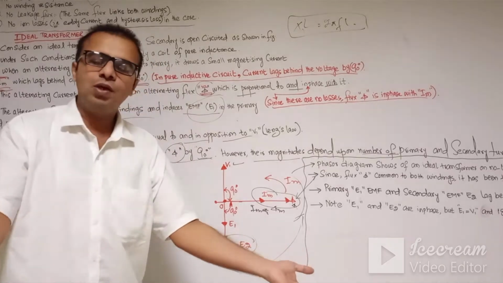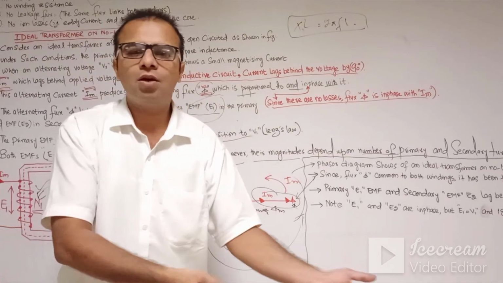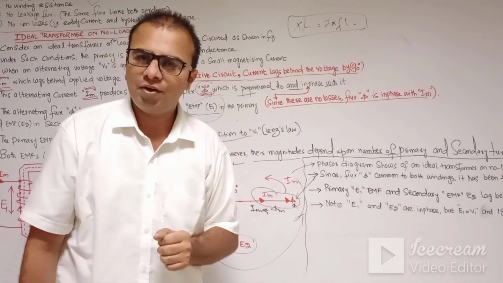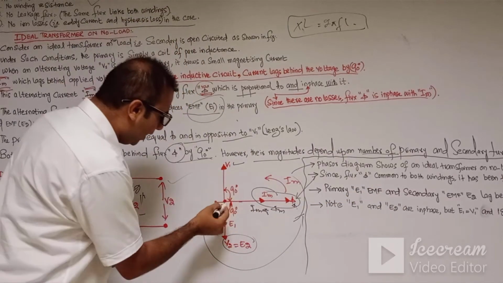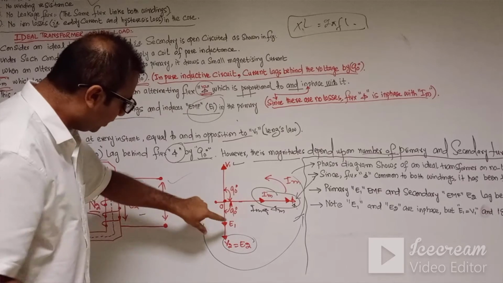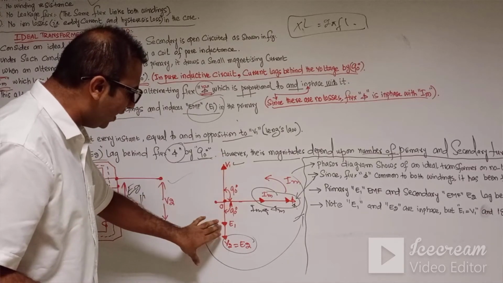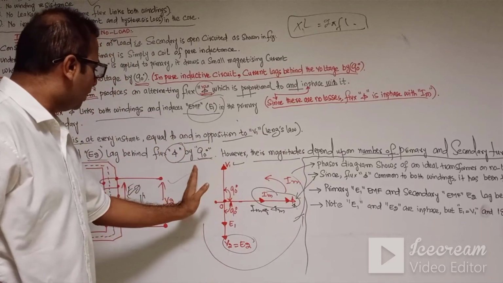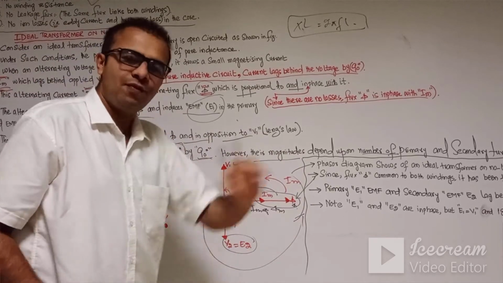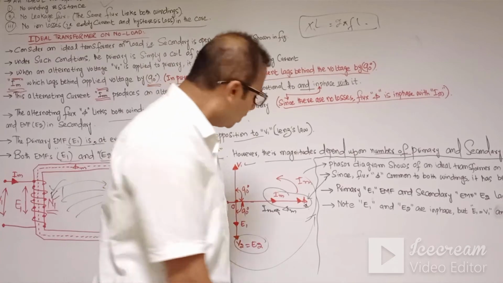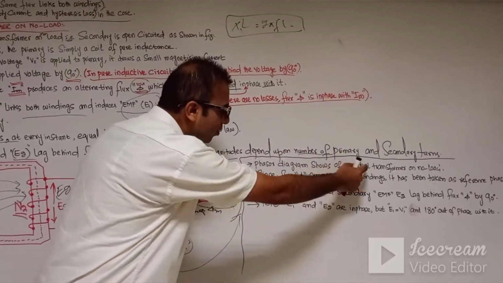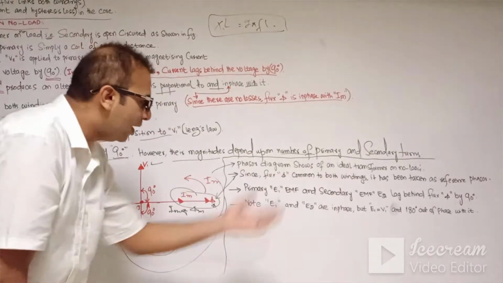So here V2 is equal to the E2 because no load is connected on the transformer secondary side. Okay, and both these EMF values E1 and E2 lag behind this main flux phi by an angle of 90 degrees. So this is the phasor diagram. Okay, and this phasor diagram shows the ideal transformer at no load.